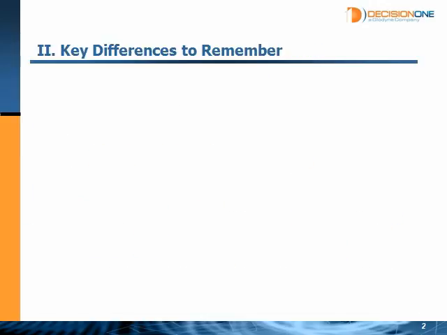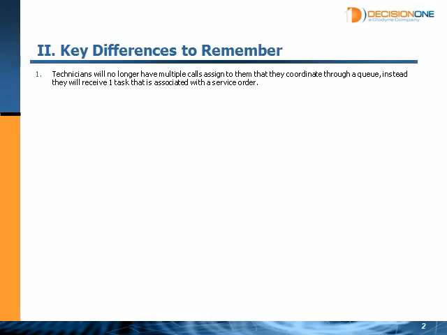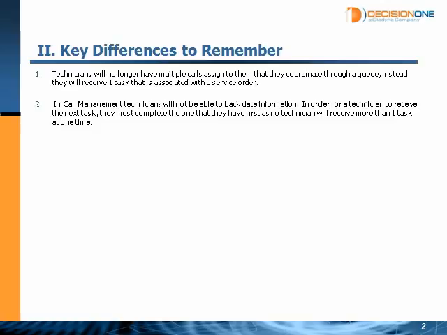So let's go over some key differences to remember, just to reinforce what we just went through. In call management, technicians will no longer have multiple calls assigned to them that they coordinate through a queue. Instead, they will receive one task that is associated with a service order. In call management, technicians will not be able to backdate information. In order for a technician to receive the next task, they must complete the one that they have first, as no technician will receive more than one task at one time.